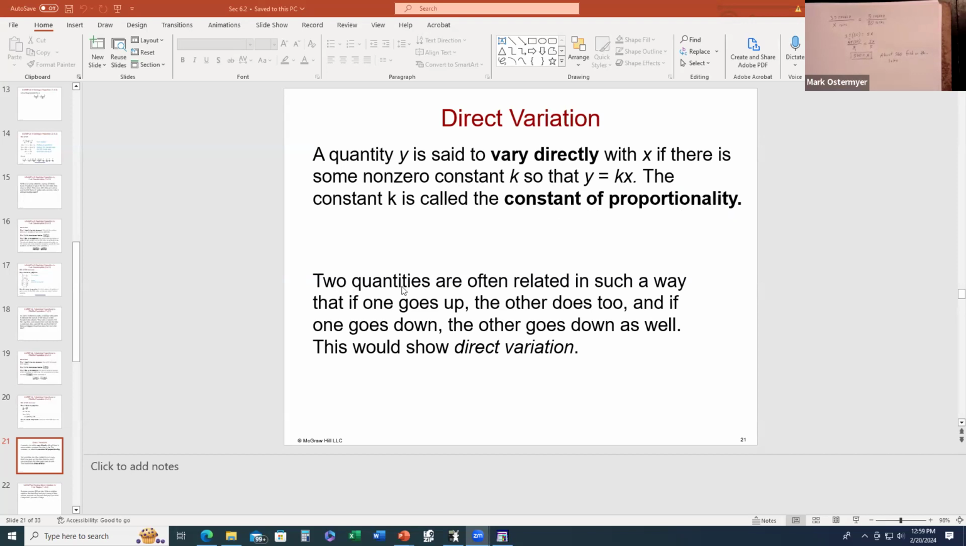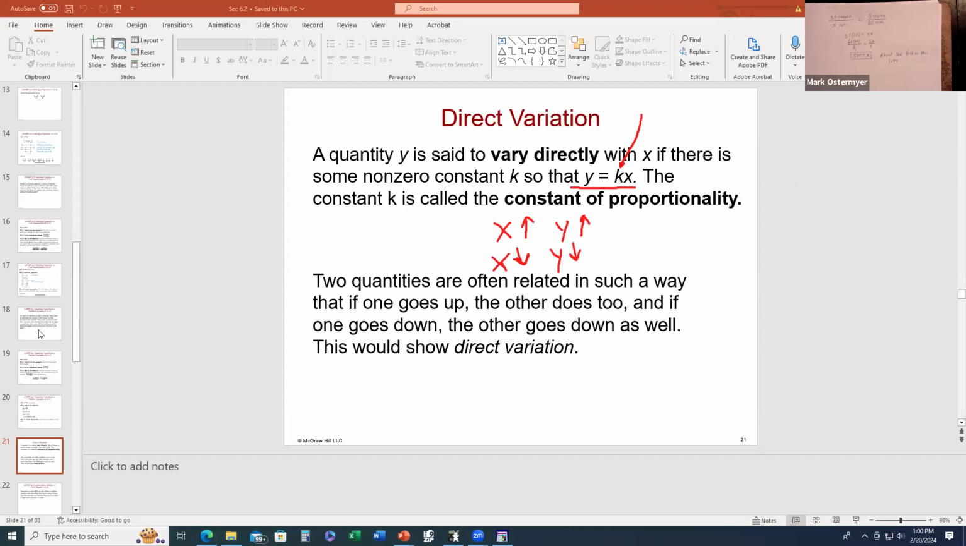Now, 2 quantities are often related in such a way that if x increases in value, what happens to y? If x goes up in value, y also what? Goes up. And if x goes down in value, y's value also goes what? Down, correct? That's called a direct variation between 2 variables, x and y. And how much y goes up or down, depending upon whether x goes up or down, is dependent upon this variation constant k. And again, to determine k, you'd have to have some data, okay? That's called a direct variation in the equation that looks like this. y is equal to k times x.